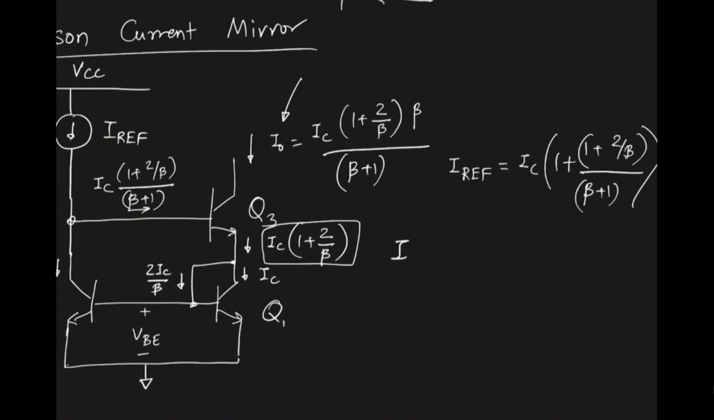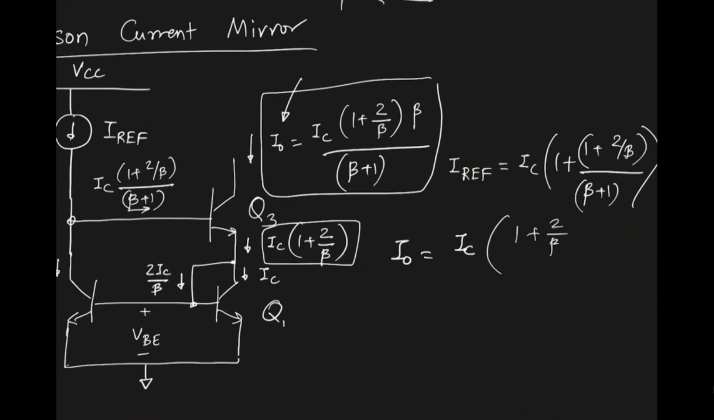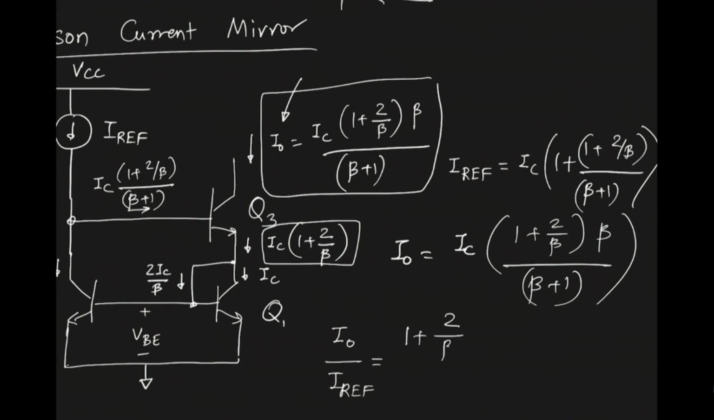And then I0 is equal to this whole number right here. Okay, I'll rewrite it again. IC, and then 1 plus 2 divided by beta, beta divided by beta plus 1, something like that. So we can take the ratio of the two currents, which is I0, the output current, and the input current is IREF, and you can convince yourself that this ratio is going to look like 1 plus 2 divided by beta times beta divided by beta plus 1.